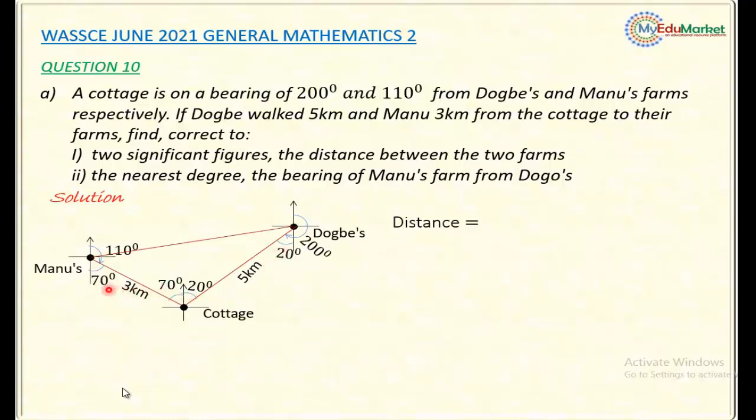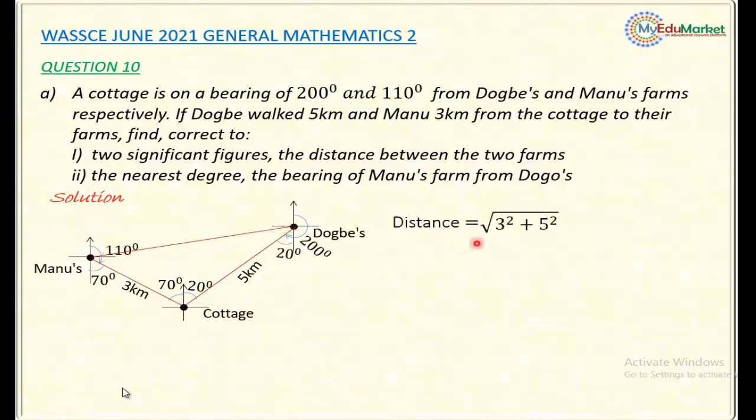This angle and this are alternate angles. So which means I can get the whole of this angle by adding 70 and 20. And if I can get this, I can move ahead and use my cosine rule to find the length of this side. So we'll continue.